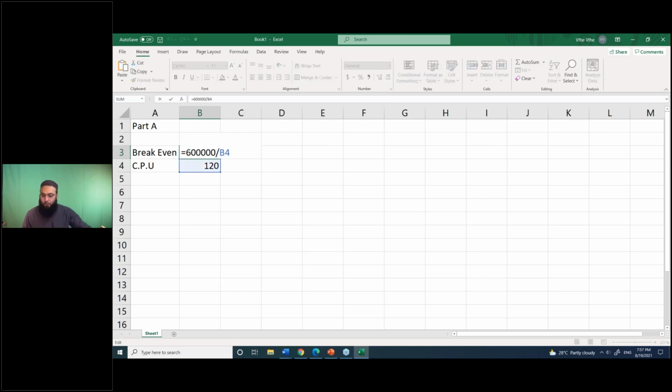So quickly, if you want to check the workings, it's contribution of 120, fixed cost of 600,000 divided by contribution of 120 will give you the answer of break even in terms of units, and that's 5,000. Okay, that's 5,000. So clear? No issues. The second thing to work out is MOS.